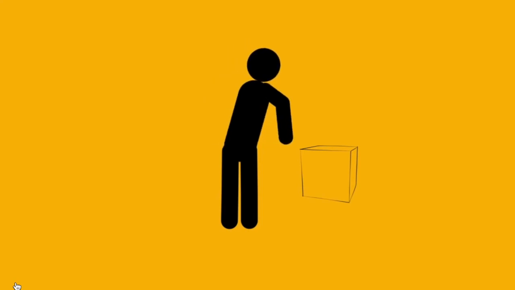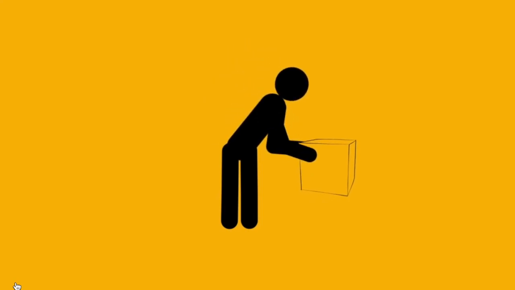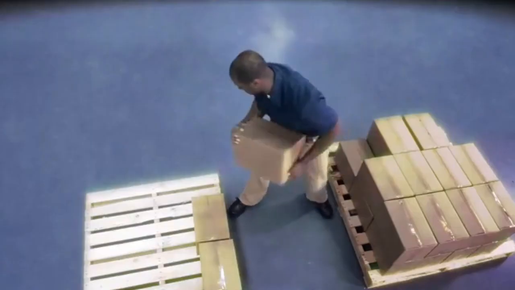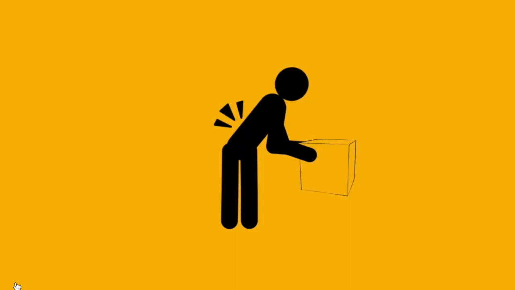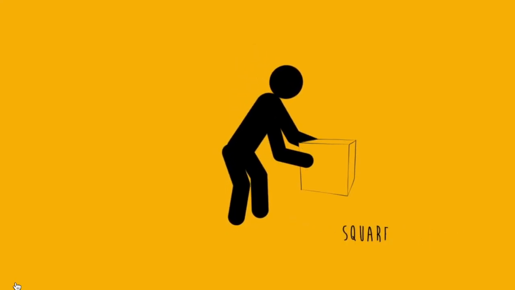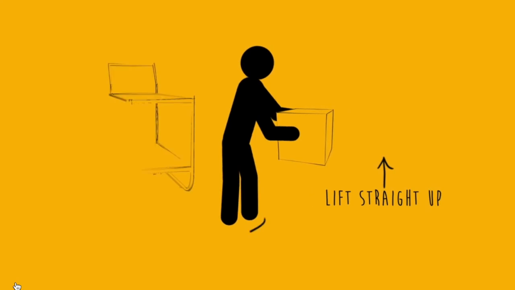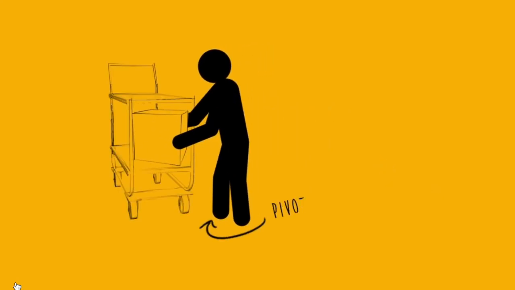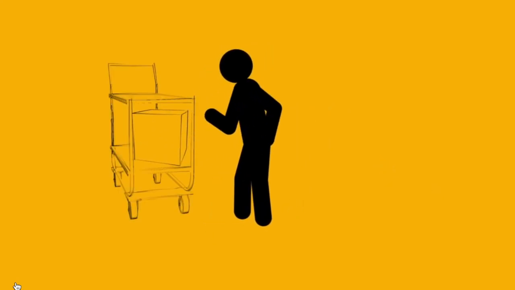Even if it's fairly light in weight, twisting your spine during a lift can hurt your back. Twisting puts a lot of pressure on the soft tissues of your spine. So turn toward the object nice and square. Very good. Then lift straight up. Now pivot your entire body and move the object. You're getting good at this.